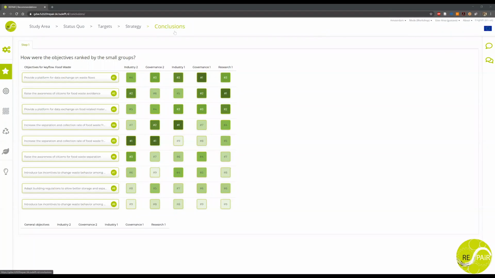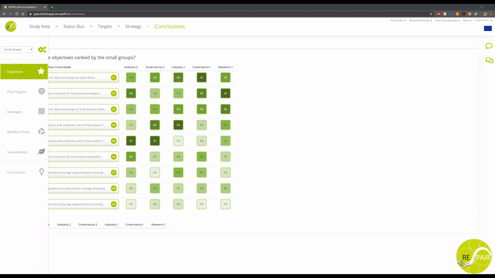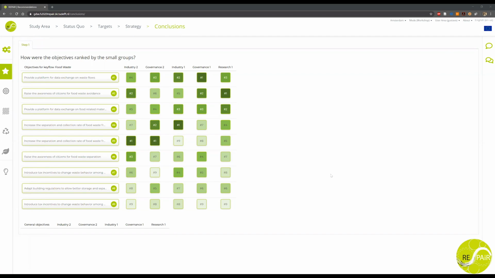Here we show the final GDSE step called conclusions, in which the work of all small groups is presented, compared, and discussed with the entire group of workshop participants. These comparisons are on the basis of objectives, flow targets, strategies drawn, modified flows, and sustainability. This happens in a plenary session at the end of the workshop.